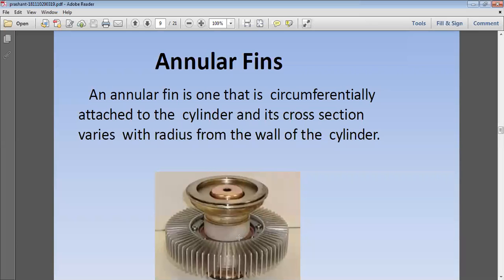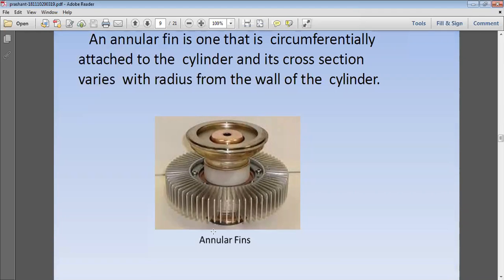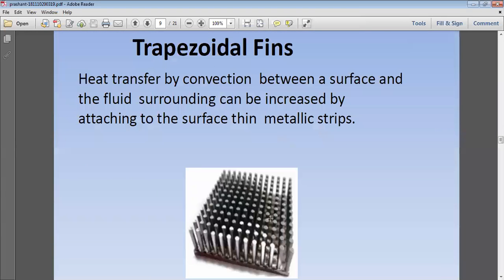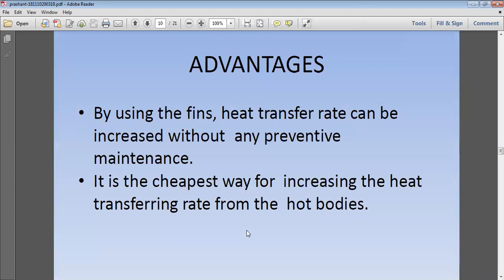From wall to the surroundings means, if you take the radius here, it is different, and if you take it here, the radius will be different. If you take it here, the radius will be different again. Like that, they are keeping different annular types of fins, circumferential fins or annular fins. Trapezoidal fin: this is the trapezoidal fin surrounding the main one.